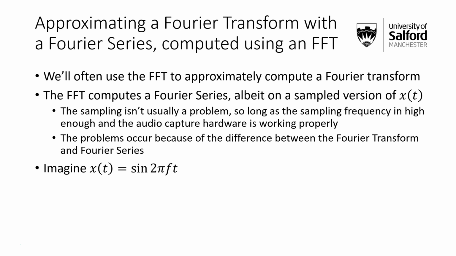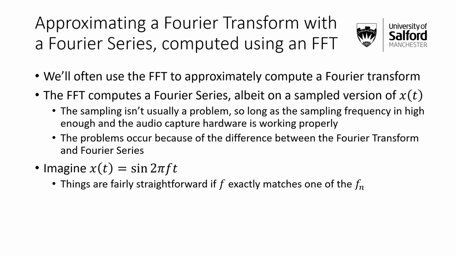So imagine we've got some signal x(t) = sin(2πft), so this is time harmonic with frequency f, and things are straightforward if f exactly matches one of the harmonic frequencies fn of the Fourier series that the FFT is computing. But what happens if it doesn't? Well, let's look at an example where it does.